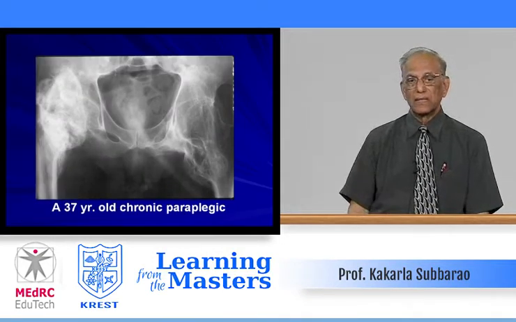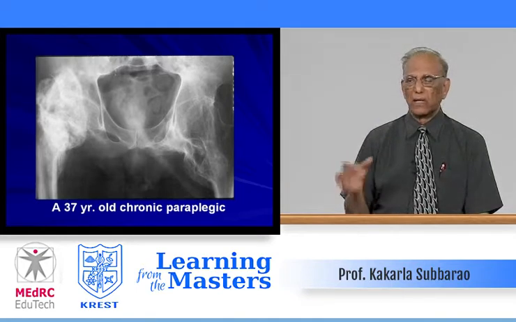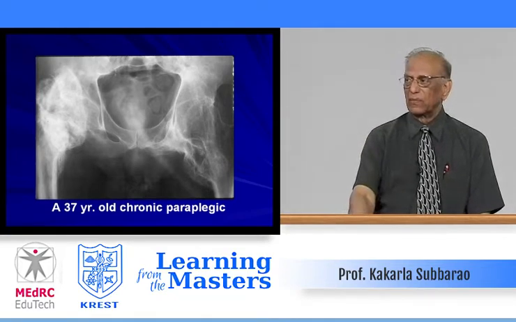Second case, a 37-year-old chronic paraplegic. He has been paraplegic for a long time, and this is the radiographic examination of the pelvis. What are the findings? As I said earlier, observation, integration, parameters, differential diagnosis, and ultimately final diagnosis. Of course, all the cases that I am showing are classical. Although you may give a differential diagnosis, top priority should be for the final diagnosis.